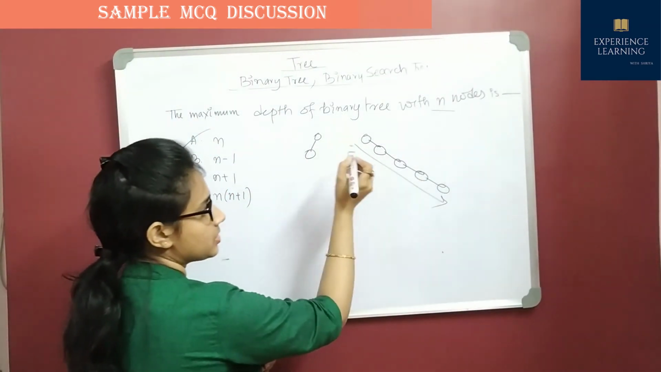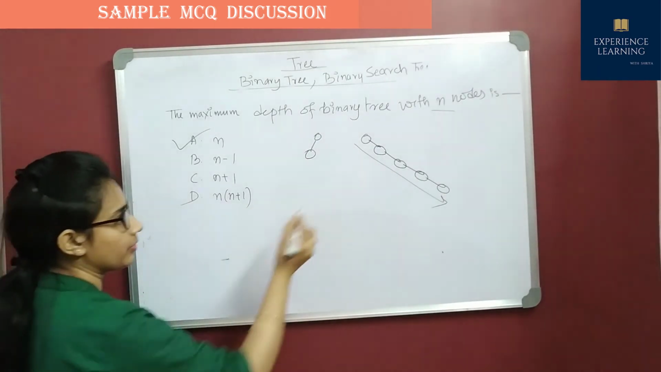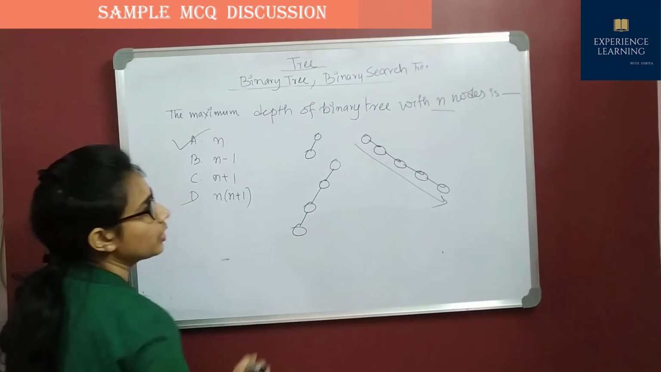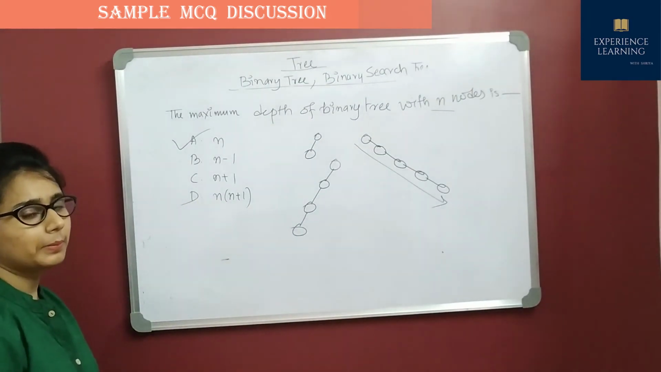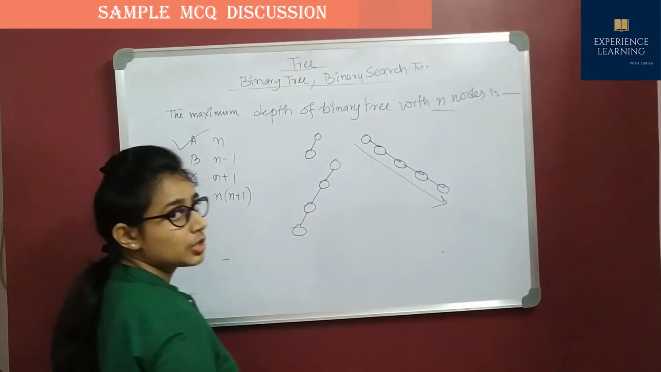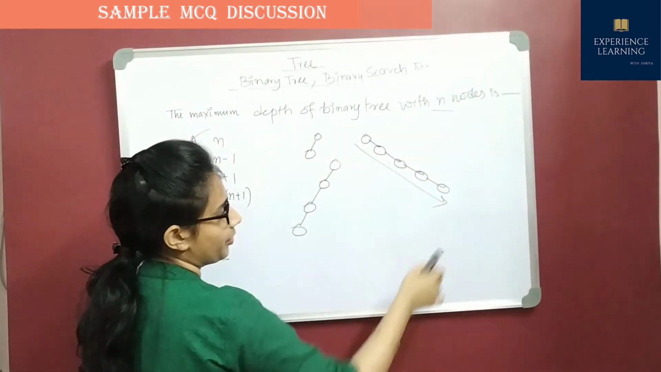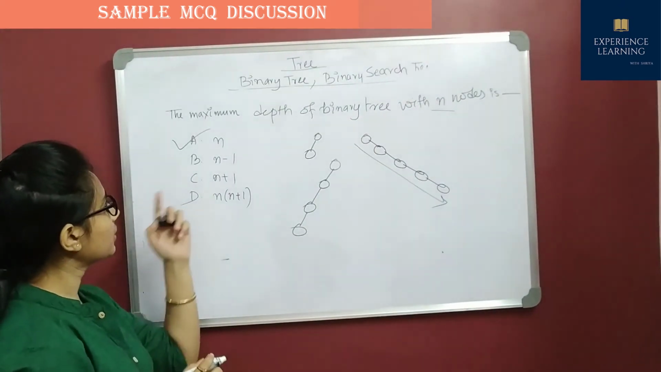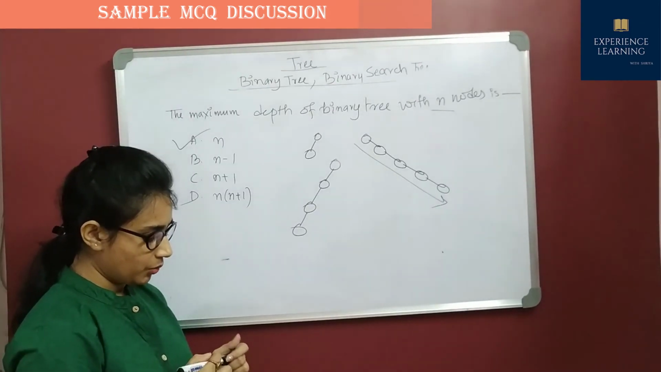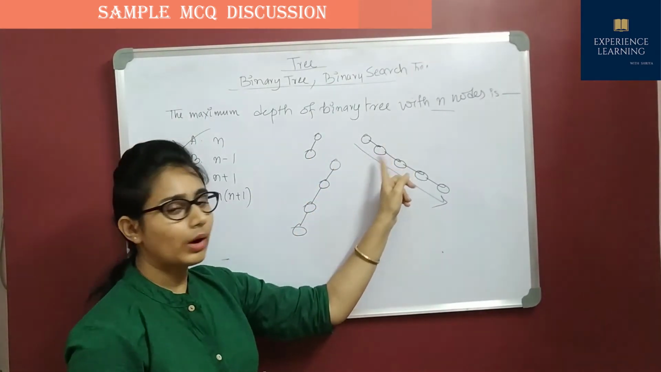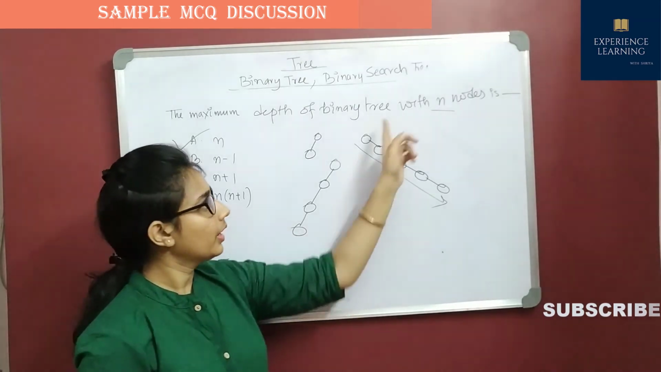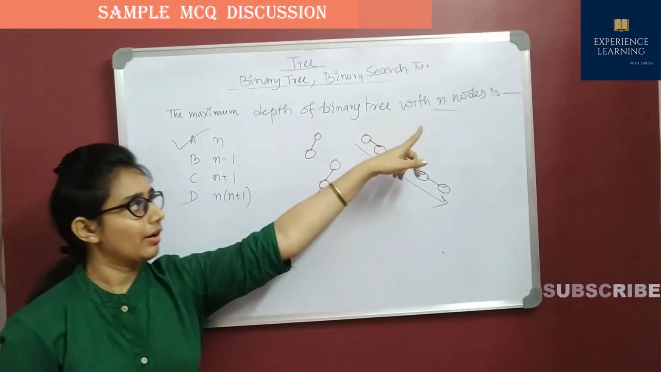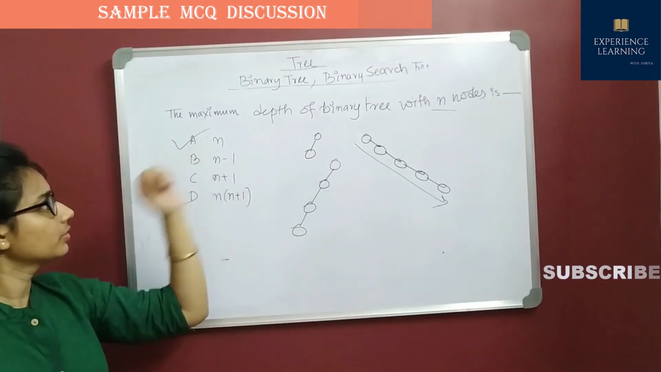If I place one node in each level, you can draw this in this way or this way also. These are known as skewed binary trees. One is right skewed and another one is left skewed. So in case of a skewed binary tree, we can place one node in each level. That means the maximum depth having n nodes will be n.